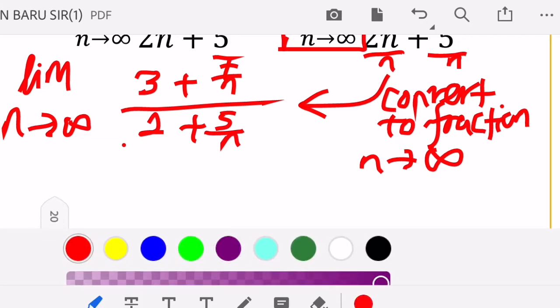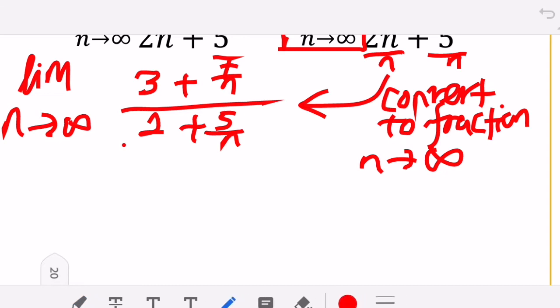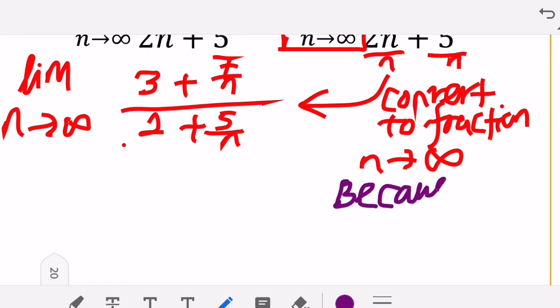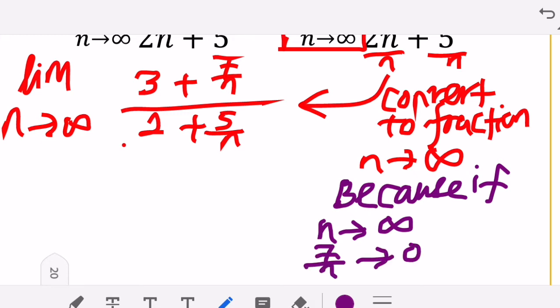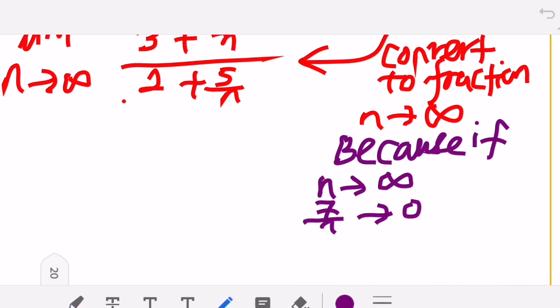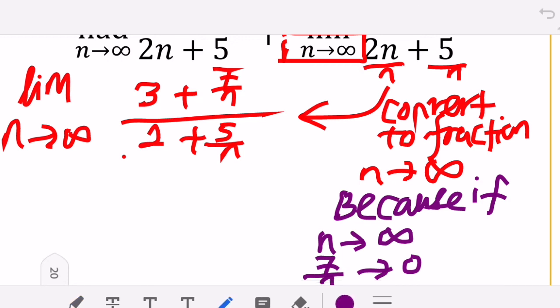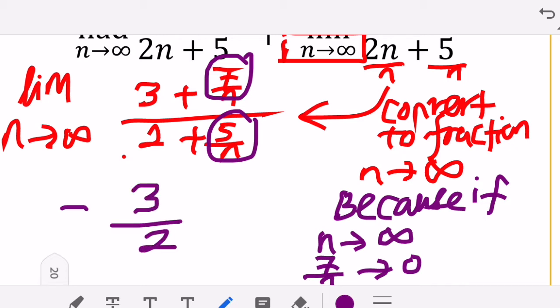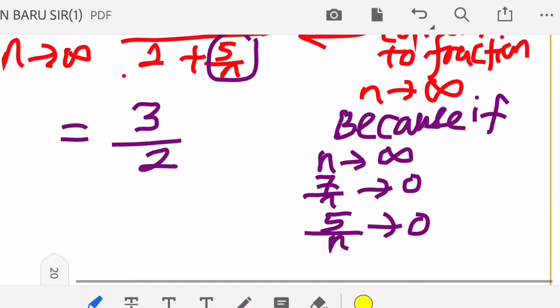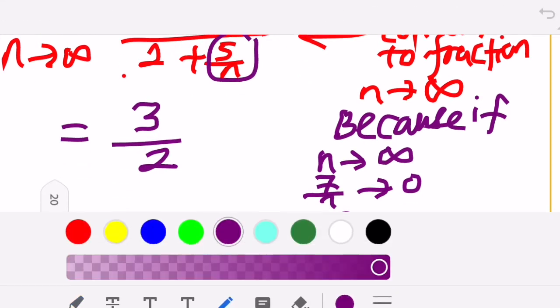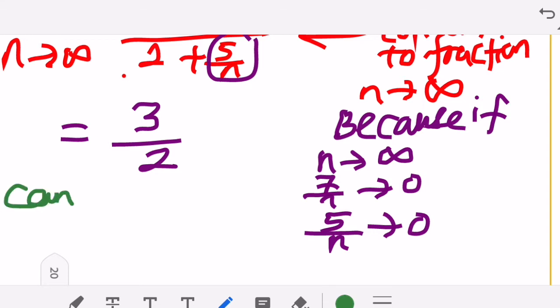Alright, so after that, then you can say when n approaches a very big number, 7 over a very big number will approach 0. Okay, 5 over a very big number will also approach 0. That means 5 over n will be approaching 0, and 7 over n will be approaching 0. Hence, your answer for the limit is just 3 over 2. So you get a value finally. Understand? So that is how you do limits involving n or x approaching infinity.